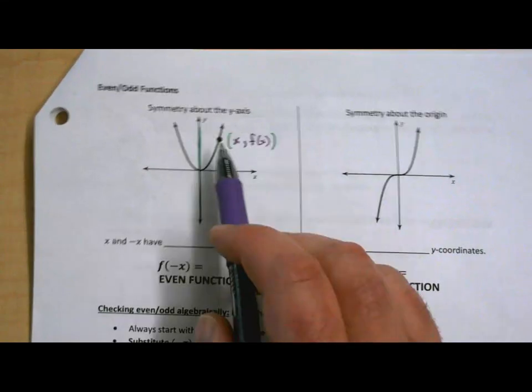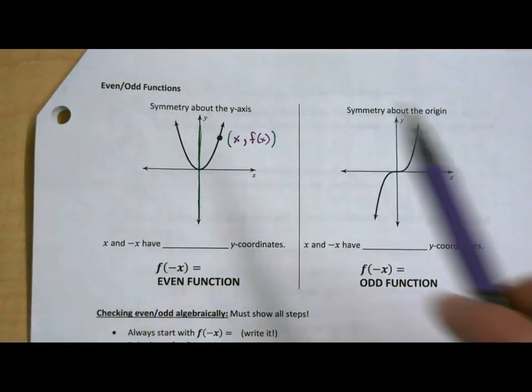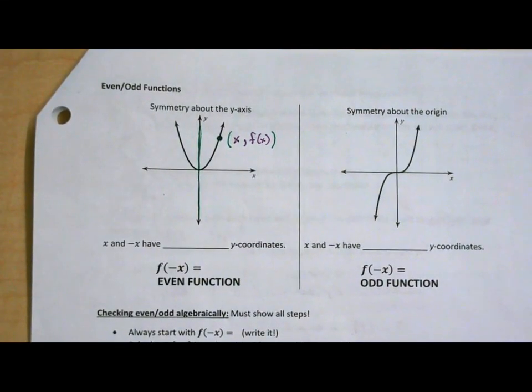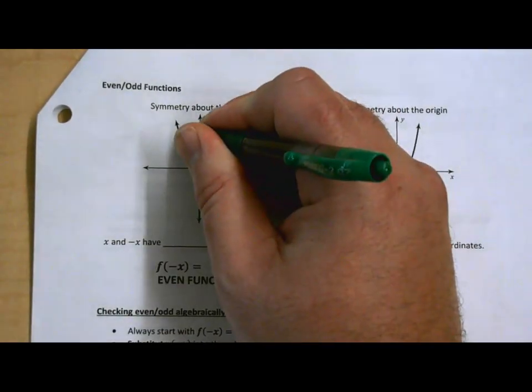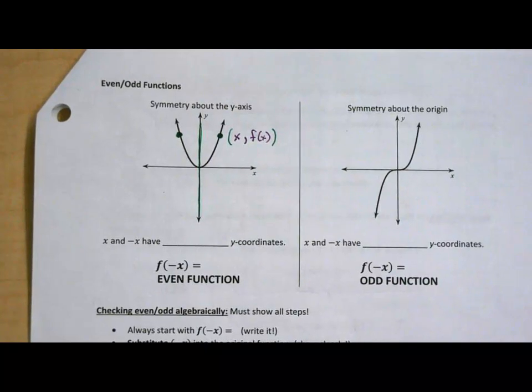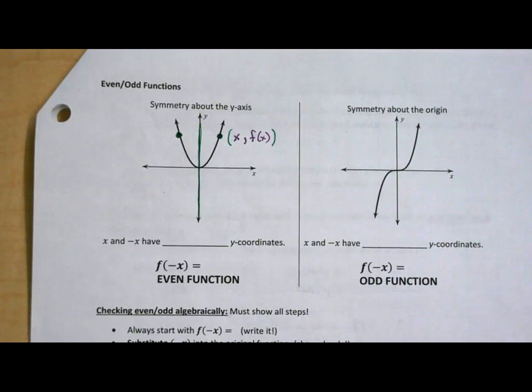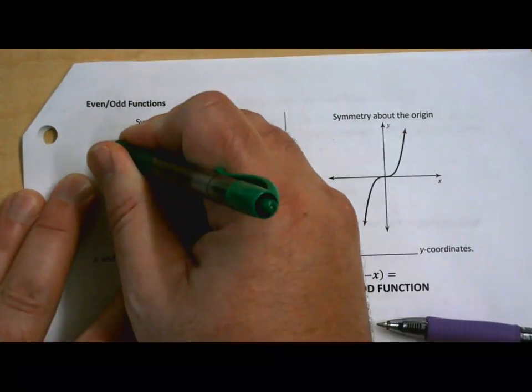That point, if there's symmetry about the y-axis, should match up with another point on the other side of the y-axis. Can you find the corresponding point on the other side of the y-axis that would match up with this? It would be over here. And this point here would also have some coordinates. I'm going to write its coordinates down.